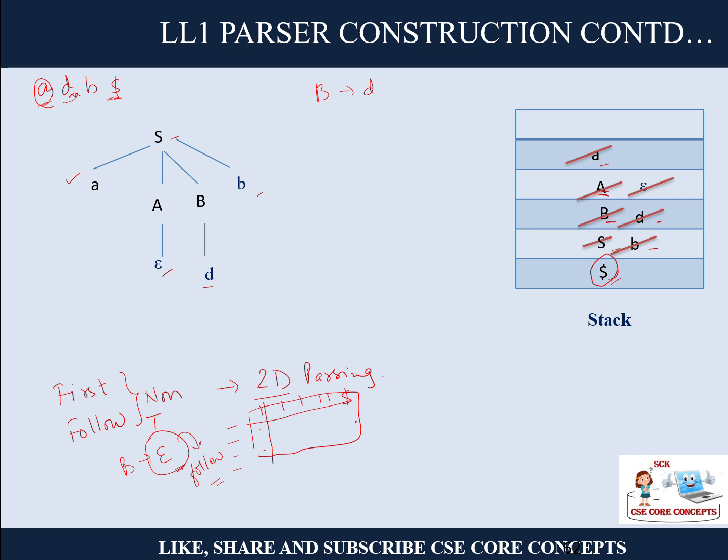Then if there is no intersection of rules in any of the cells, that means the grammar is LL1 grammar, and so you take a stack to parse. So you initialize the stack with the dollar sign and the start symbol, and you keep on looking at the string and apply the grammar rules in the reverse order and pop one by one. So this is how you can perform LL1 parsing.